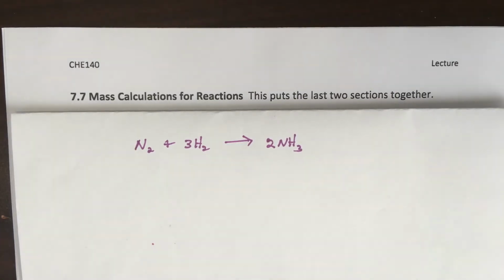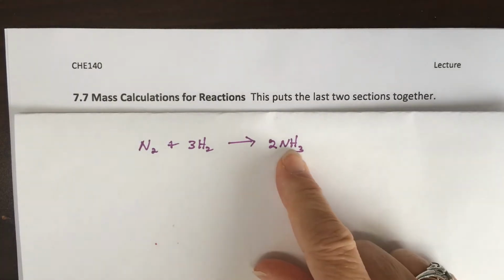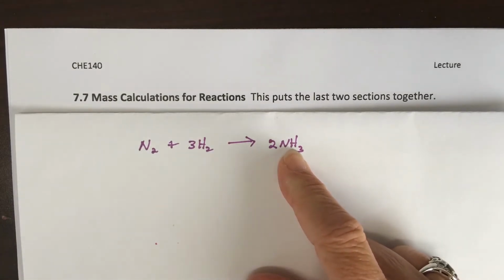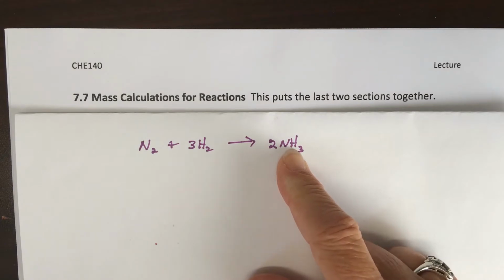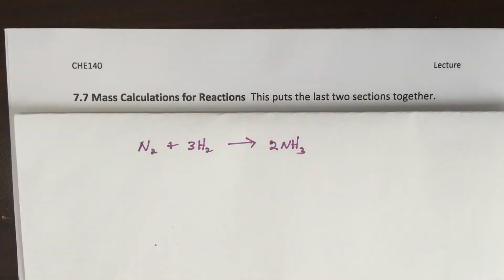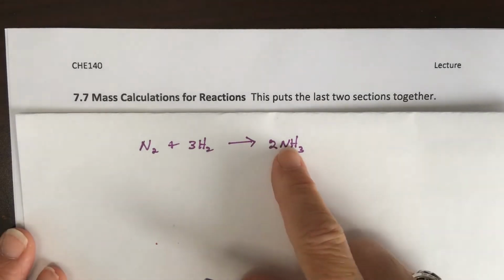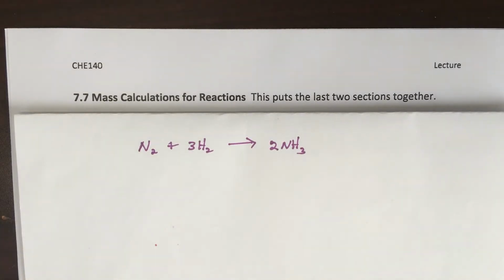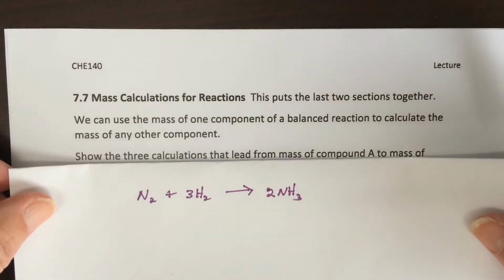Okay, say you work for a fertilizer company and your job is to make ammonia. So you take gaseous nitrogen and hydrogen and you make ammonia. And for this particular lab, this particular batch, you have 32 grams of nitrogen. You'd like to know how much ammonia you can make with 32 grams of nitrogen. This is the section to help us answer those sorts of questions. It puts the last two sections together, and it's a multi-step process.